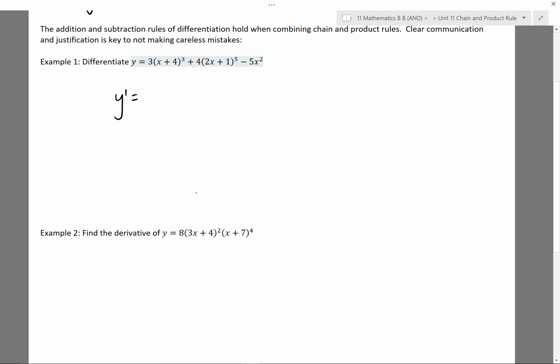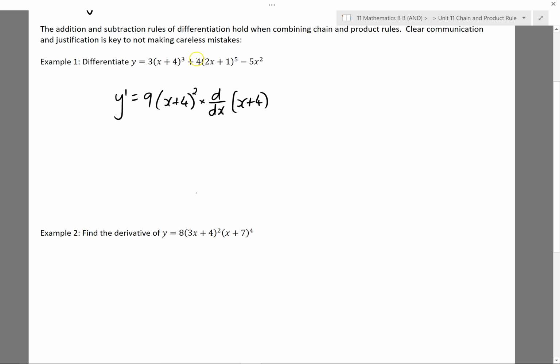So for the moment I'm just concentrating on this first term, and I'll write its derivative. So the x plus 4 is the inside function, so I'll multiply by the power, so 3 times 3 gives me 9. I'll still have my x plus 4 there, reduce its power by 1, and multiply by the derivative of the thing that was inside.